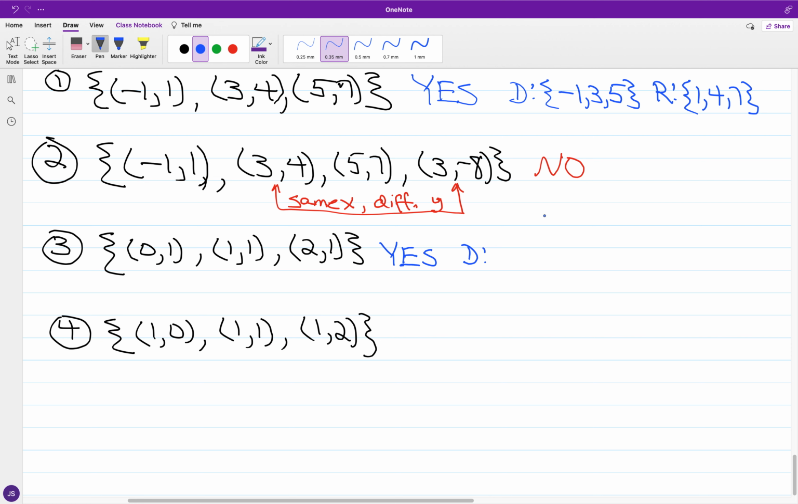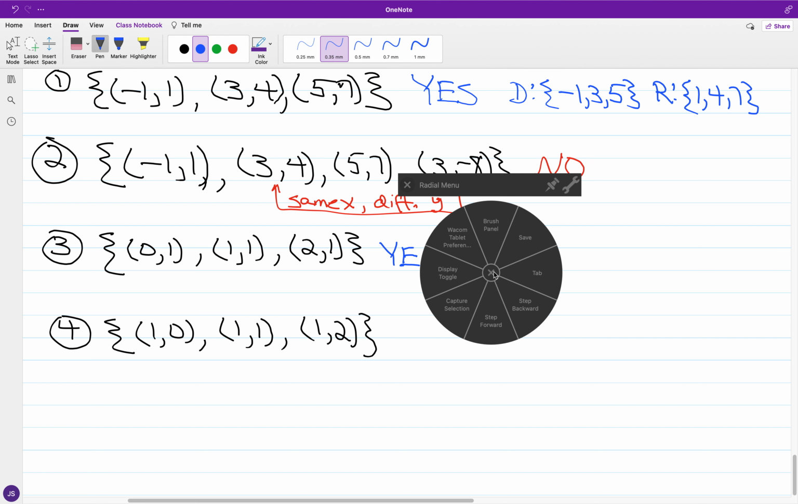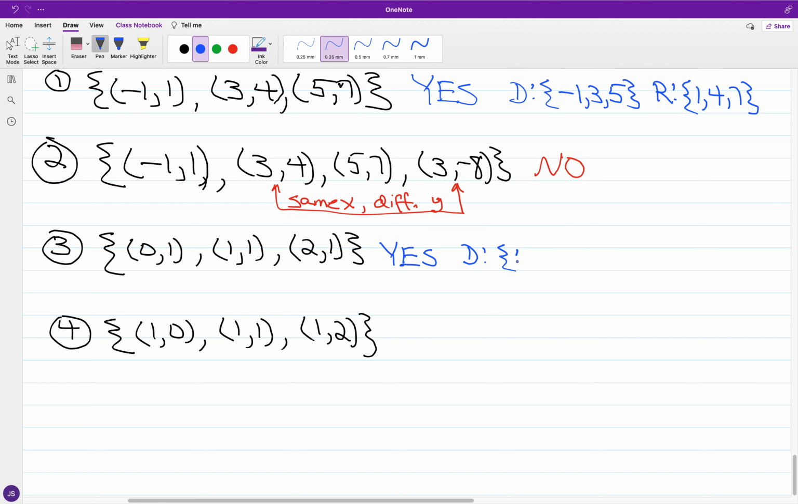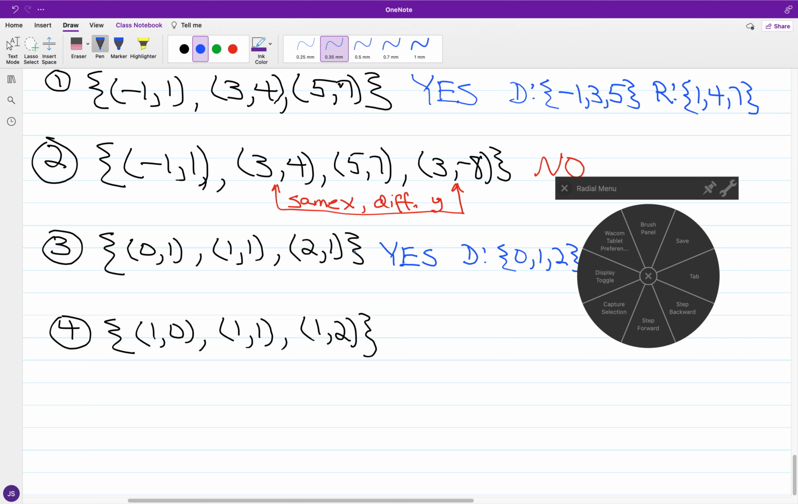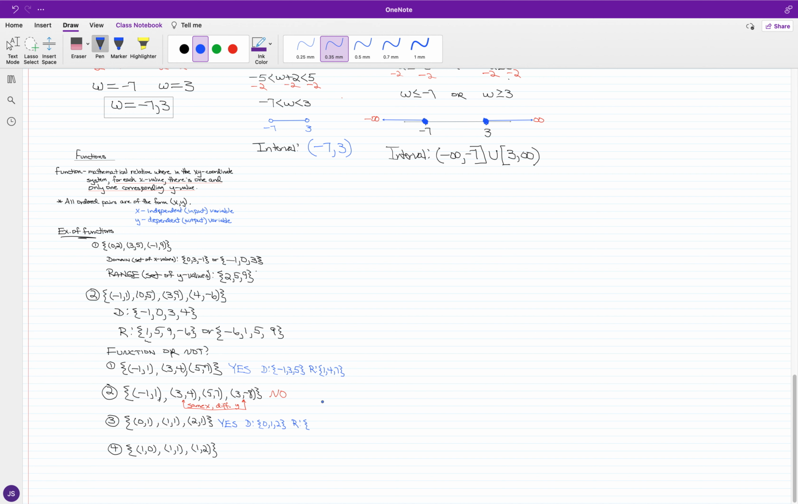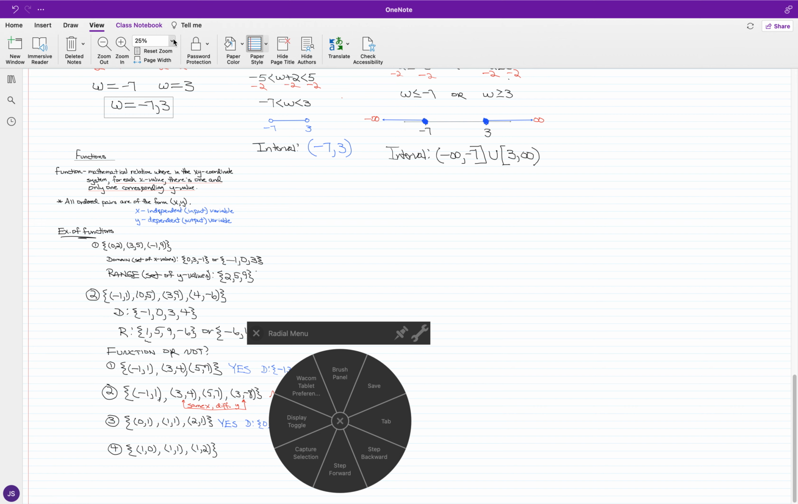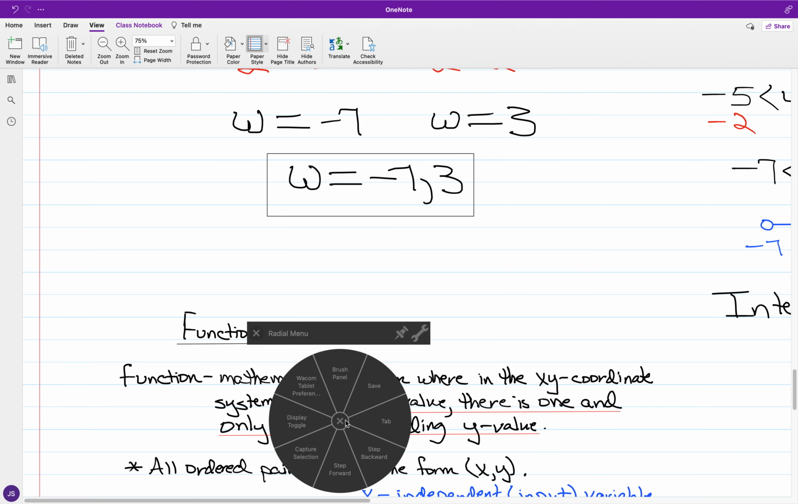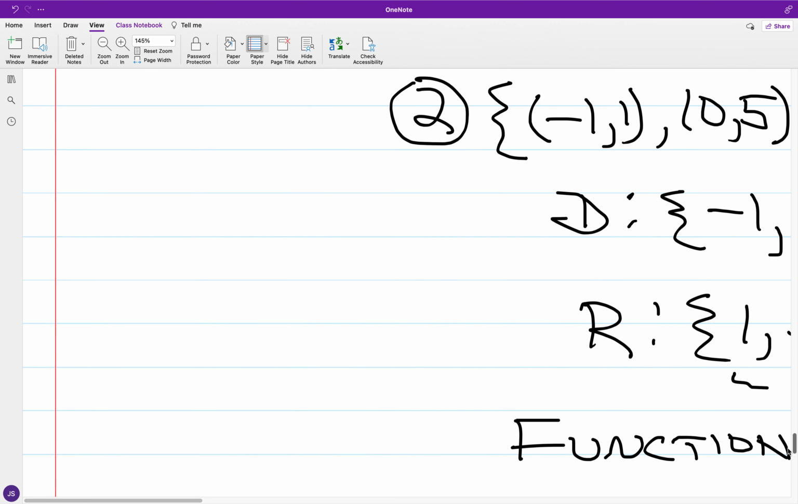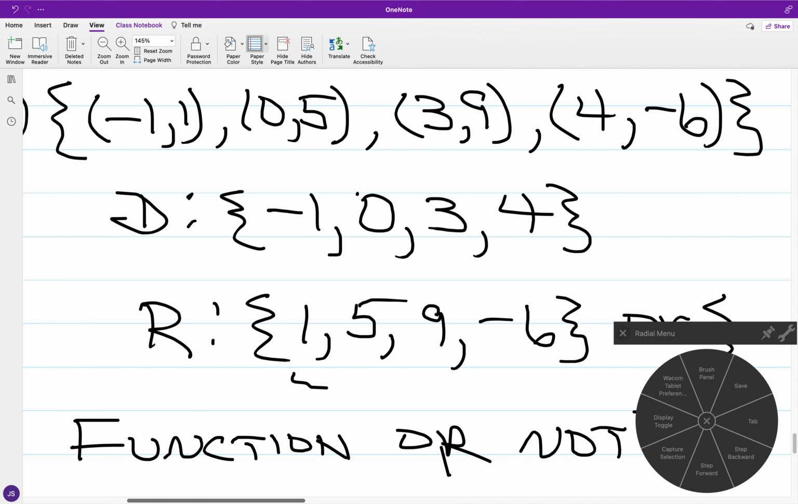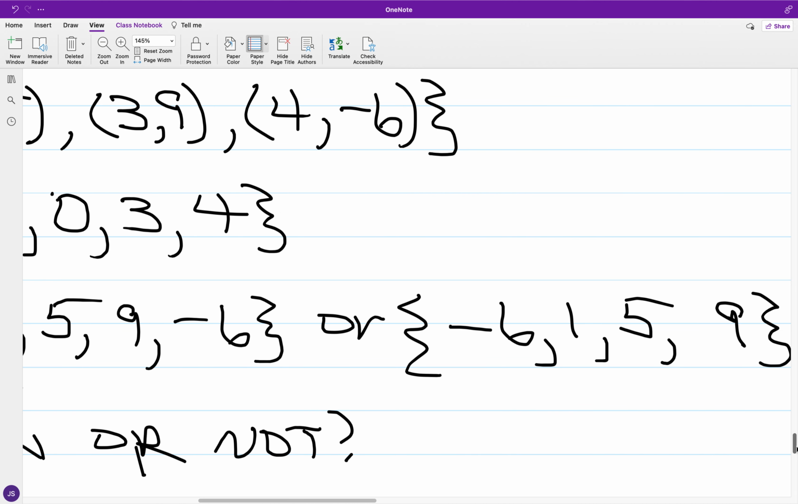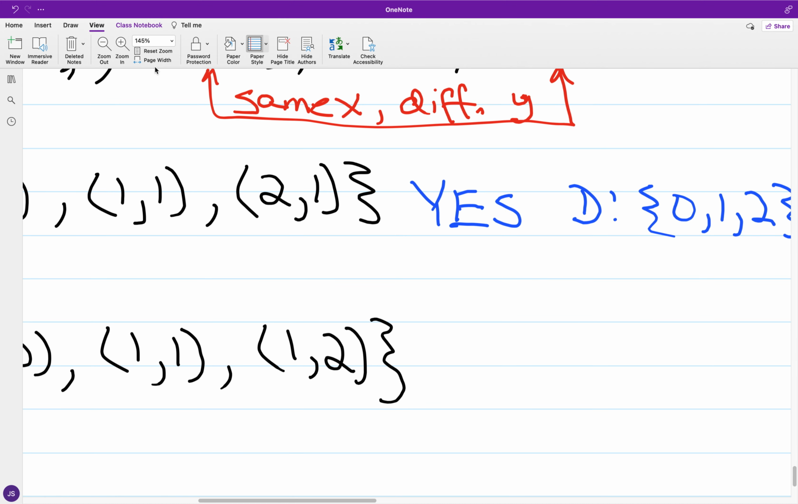So in the case of the domain, you got your x values, which will be 0, 1, and 2. Now in the case of the range, the only y value is 1, so the range is just going to be 1, and you don't have to repeat that number. Just putting it down one time in spite of repeating. Okay, so that is going to take care of that.